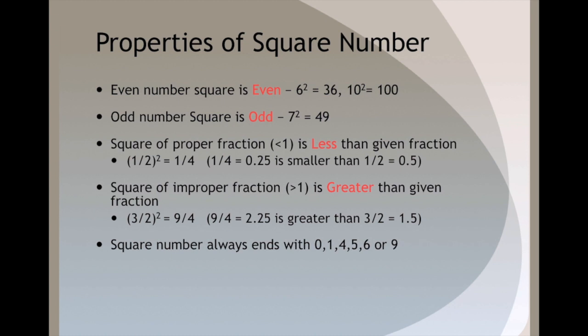5 into 5 is 25. The last number is 5. 6 into 6 is 36. The last number is 6. 7 into 7 is 49. The last number is 9. 8 into 8 is 64. The last number is 4. 9 into 9 is 81. The last number is 1.